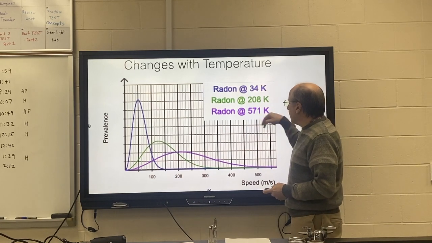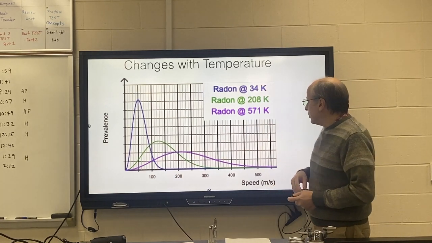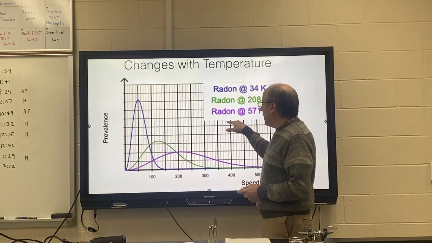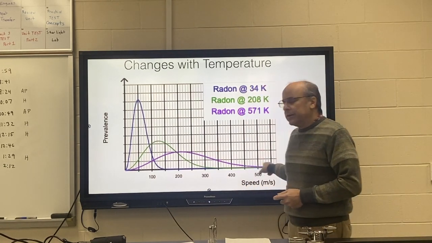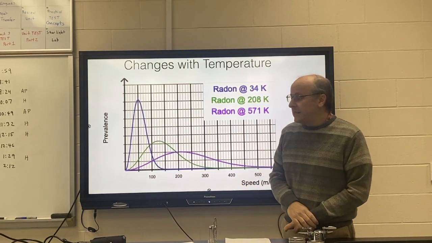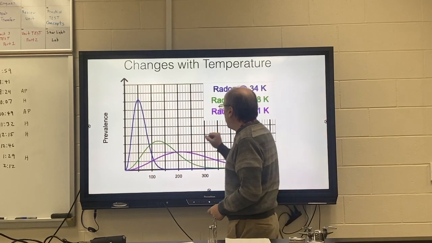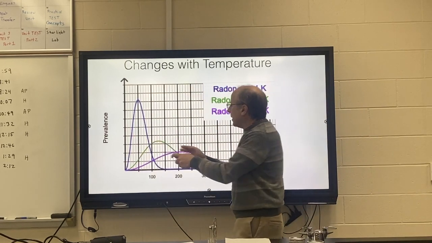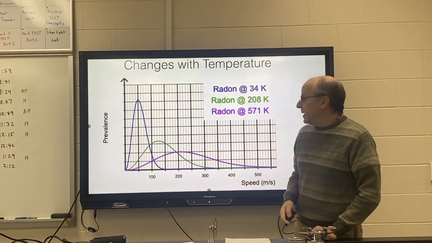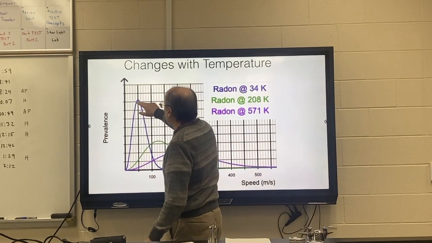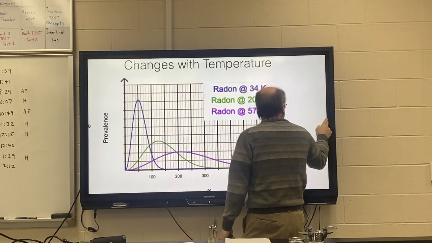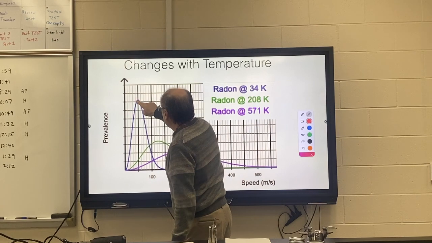You can see this is for radon at 3 different temperatures, and you can see that the higher the temperature, the greater the distribution of speeds, and the smaller the temperature, the more compact the distribution of speeds. You can also see the most probable speeds are where the peak occurs.